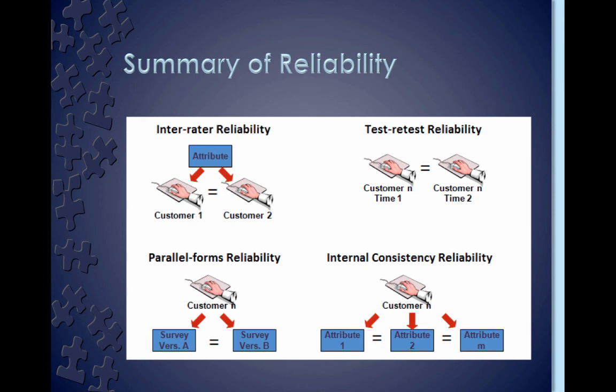Parallel forms reliability. We have the same individual. Have the same individual take test A. Have them take test B. Do those two forms jive up? Do they have the same score? Hopefully they do.